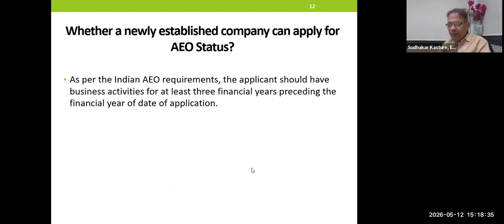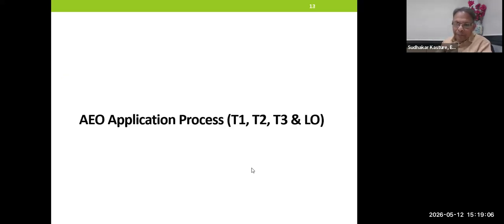Can a newly established company apply for AEO status? As per Indian AEO requirements, the applicant should have business activities for at least 3 financial years preceding the financial year of the date of application. If you are applying in 26-27, you should have records and business activities for 23-24, 24-25 and 25-26. Then only you can apply. Now let me give you the application process for Tier 1, Tier 2, Tier 3 and LO, Logistic Operator.